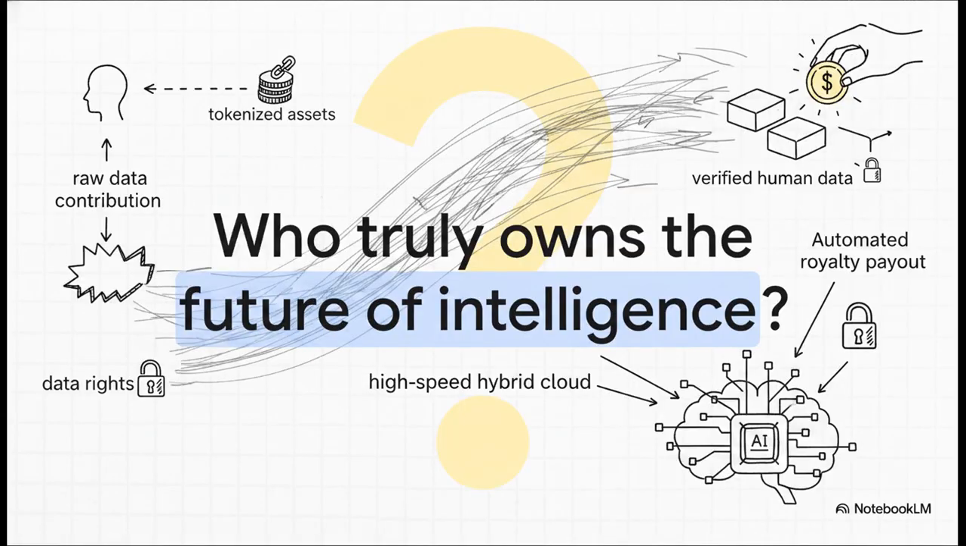So look at what we've covered. We followed a single data point from a raw contribution to a tokenized asset, ran it through a high-speed hybrid cloud, and finally into an automated, totally transparent royalty payout. Codatta isn't just a technical architecture, it's a complete economic reimagining of data rights.